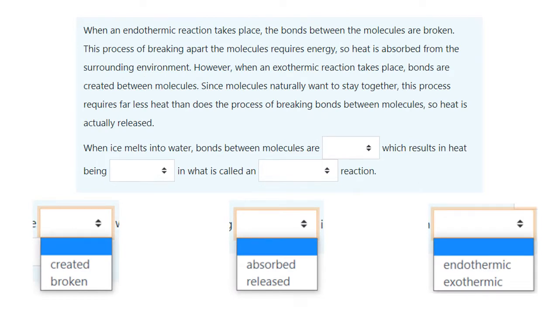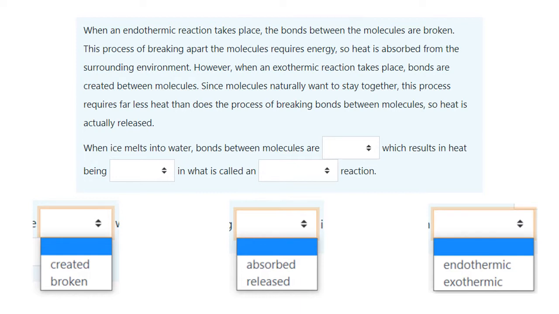Let's have a question. We need to complete the drop-down boxes, and I've just opened them up for you so you can see what options we have. When ice melts into water, bonds between the molecules are what? Created or broken, which results in heat being what? Absorbed or released in what is called an endothermic or exothermic reaction.